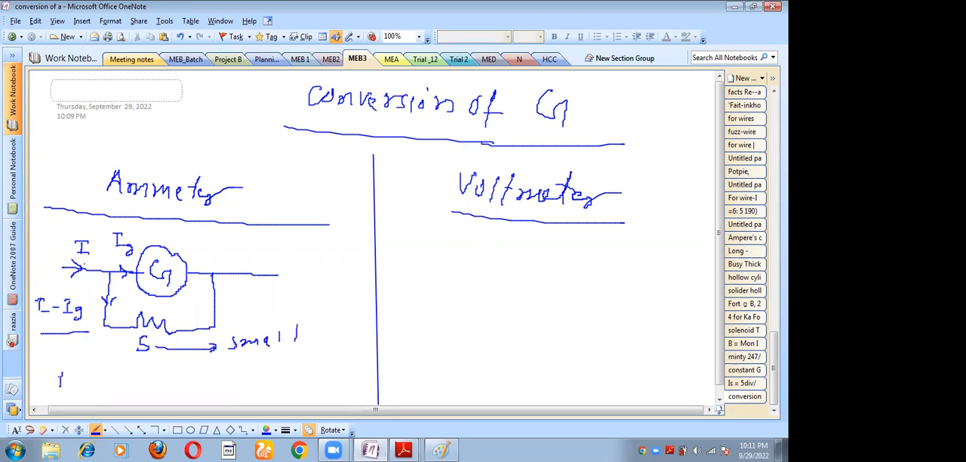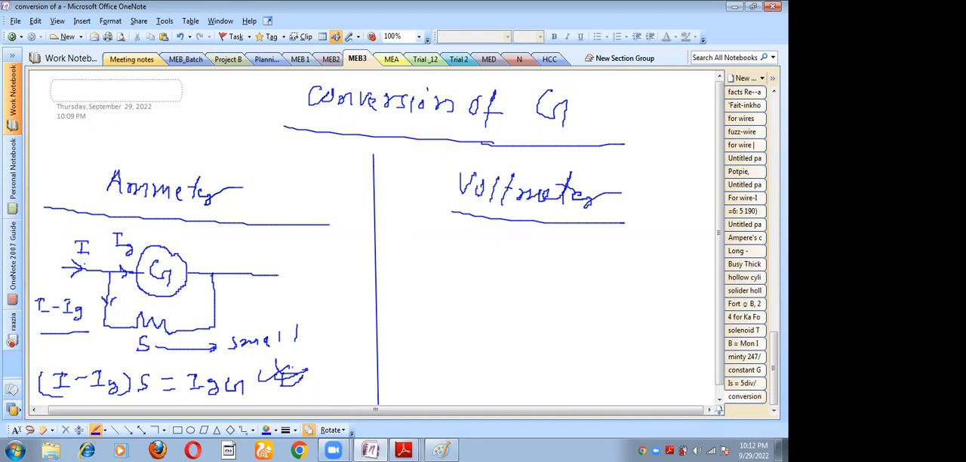So from here, what can you write? (I minus IG) into S equal to IG into G. This is the basic relation, and from here we can find anything. We have four parameters: capital G, S, IG and capital I. Generally in the question, three of these parameters will be given and the fourth one you have to calculate. If you know this relation, you can easily find the remaining.